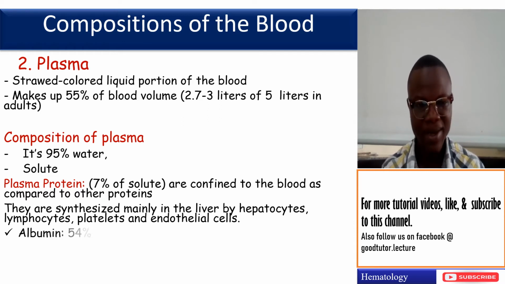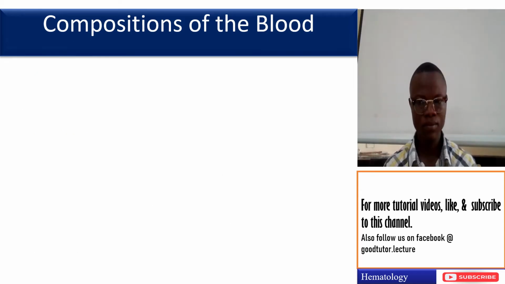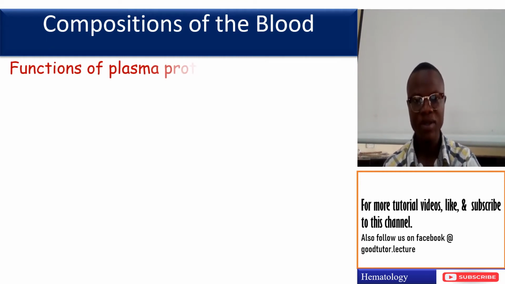They are the albumin, which makes up 54%. Also the globulin makes up 38% and the fibrinogen makes up 7%. So let's now look at the functions of the different plasma proteins. To better understand this, we are going to look at each of those plasma proteins and take into consideration their importance in the blood. So let's get started.